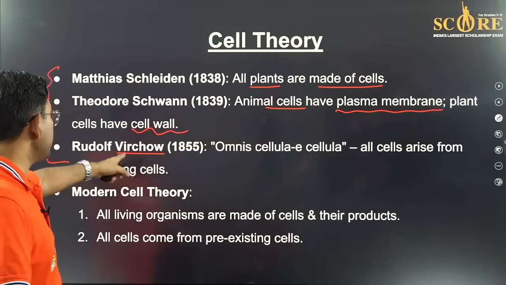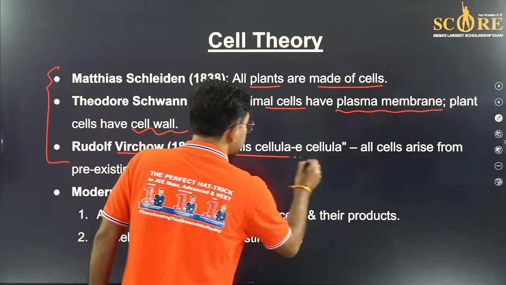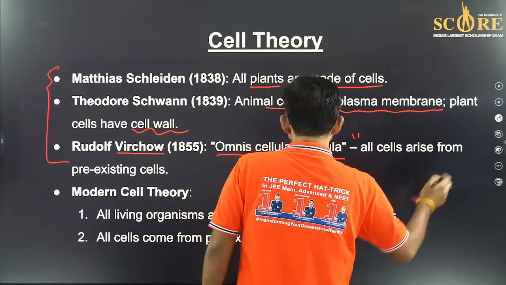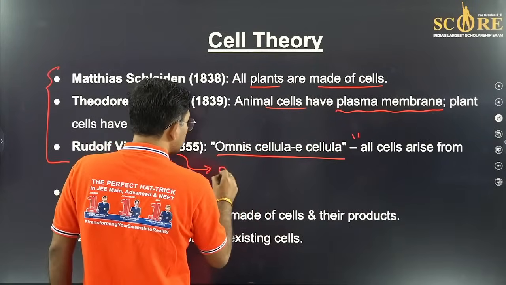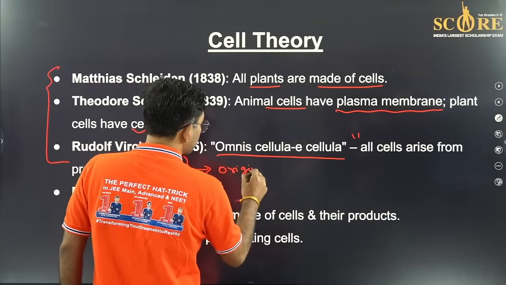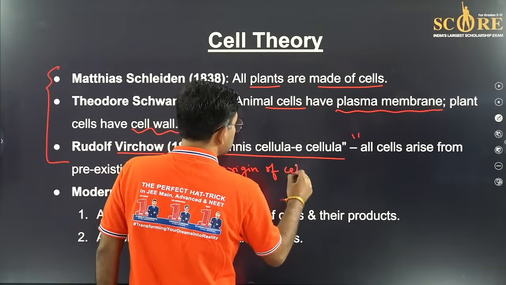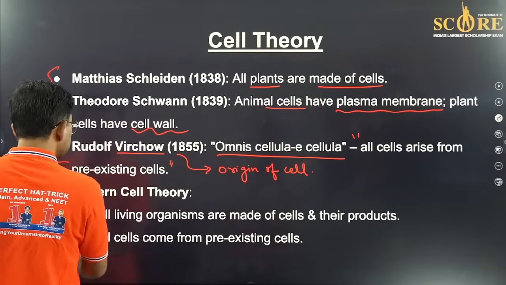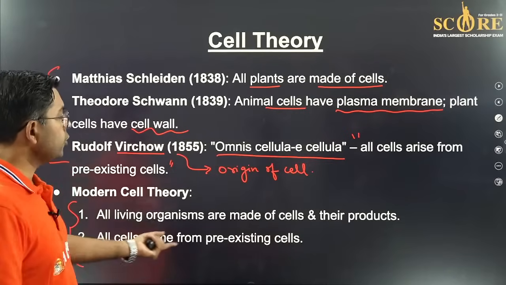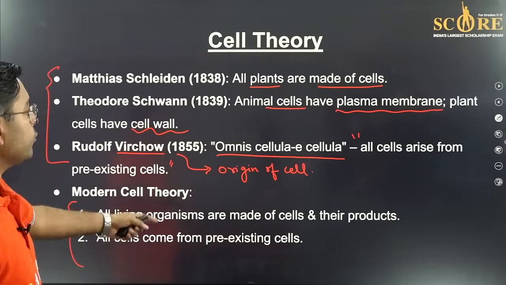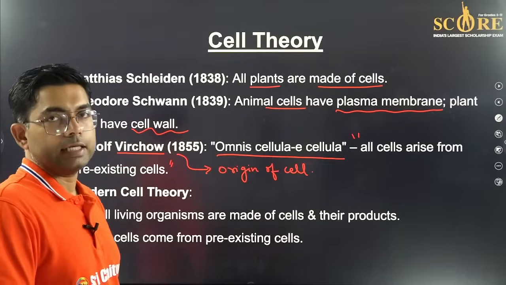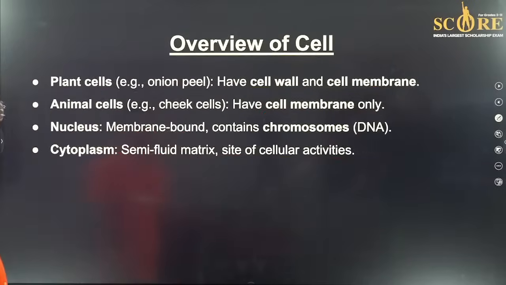So this was said by Rudolf Virchow, and he said that all cells arise from pre-existing cells. So Rudolf Virchow has said about the origin of cells, and this completed the cell theory, and this is the modern cell theory. All living organisms are made up of cells and their products, and all cells came from pre-existing cells. So this is cell theory.